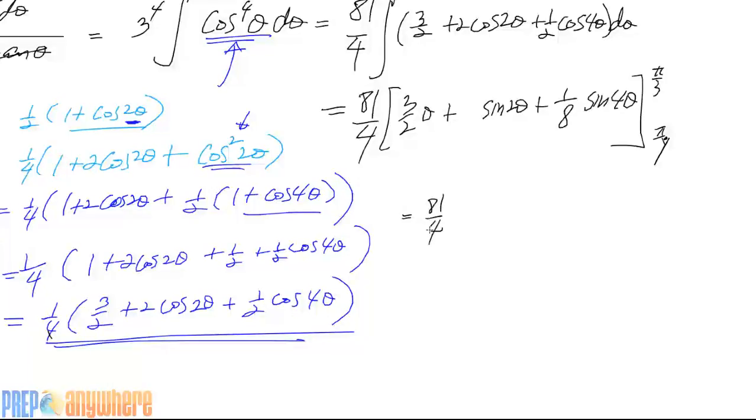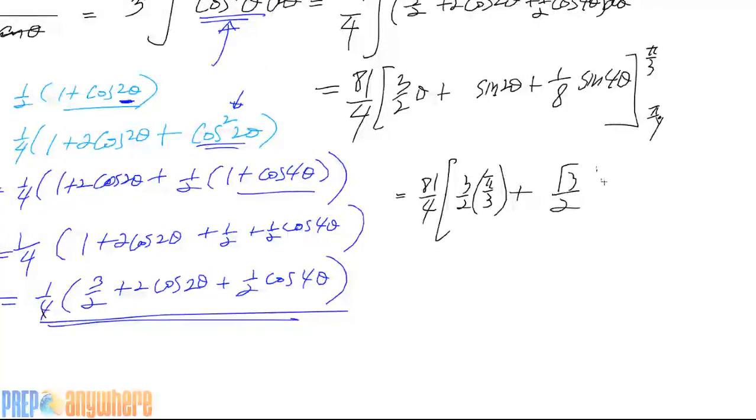So 3 over 2, pi over 3. Sine of 2 times pi over 3, 2 pi over 3, that's actually going to be equivalent to pi over 3. So this will actually give you root 3 over 2. I hope you know your relative angles and special angles. And 1 over 8 sine of 4 pi over 3. 4 pi over 3 is in the 3rd quadrant, so it's 180 plus 60. So this is going to give you minus root 3 over 2.